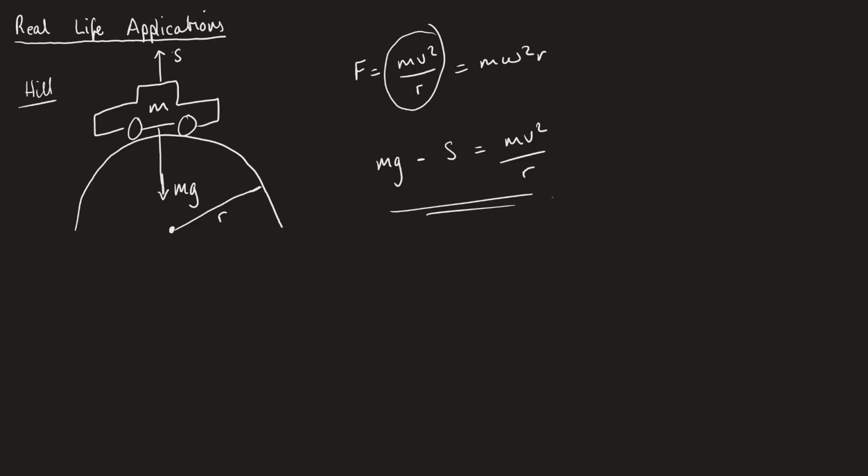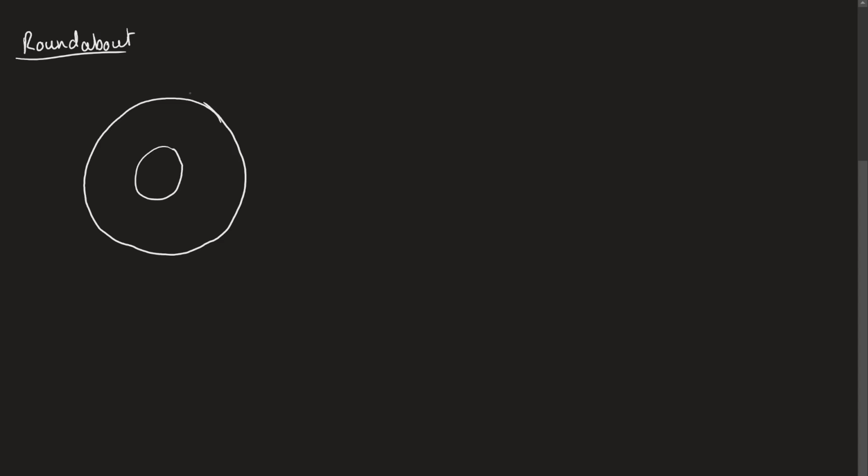A second example that we could take is looking at a roundabout. So if we scroll down here for a second and look at how motion works on a roundabout, let's say this is the center of the roundabout, and we have some path here. Let's say we have some car here that's moving around in this direction, where the distance from the center of the circle to the car is r, the radius of the circular path.